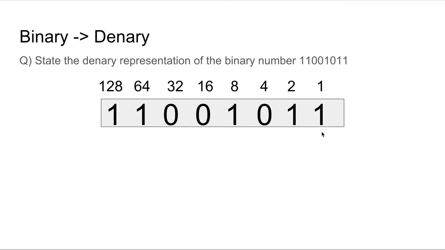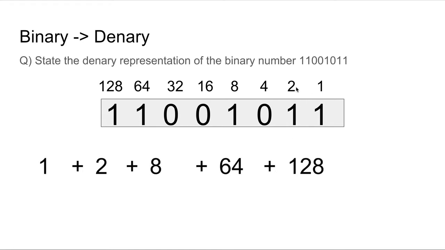Here we have a digit 1, so we add 1. A digit 2, we add 2. A digit 1, we add 8, a digit 1, we add 64, a digit 1, we add 128. The zeros, forget them. So we get 203.